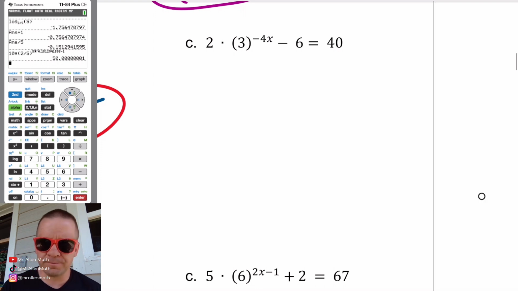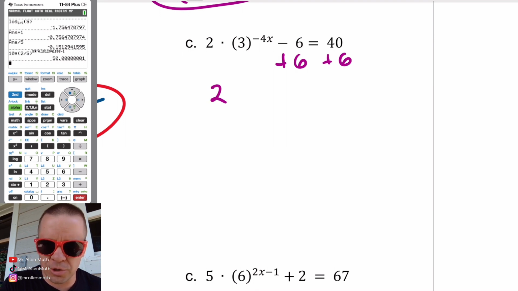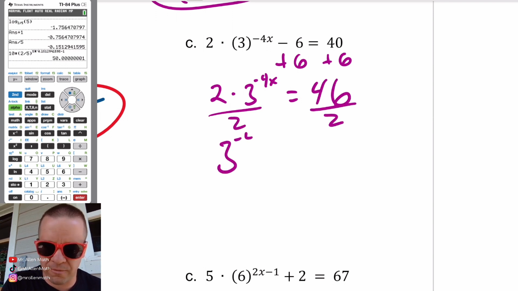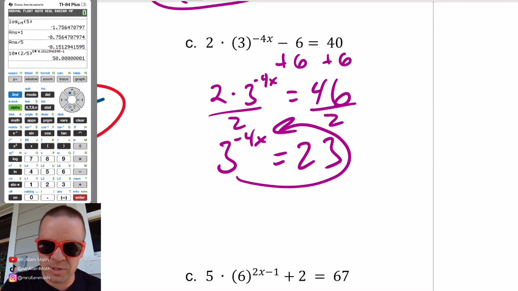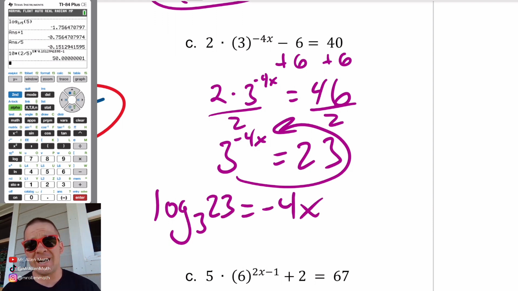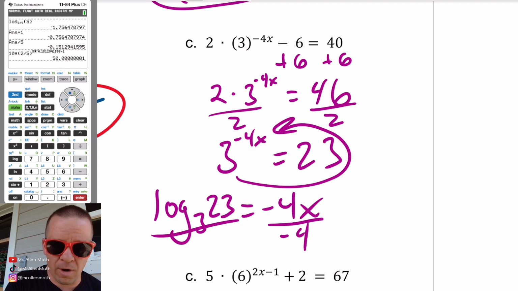Same kind of deal, except I got to add 6 first, right? I got to add 6 here. So add 6, and then I'm going to get 2 times 3 to the negative 4x equals 46. I'm going to divide by 2 on both sides. I get 3 to the negative 4x equals 23. And now we can loop and swoop this bad boy. So we got log base 3 of 23 equals negative 4x. And I'm going to divide this by negative 4 on both sides.